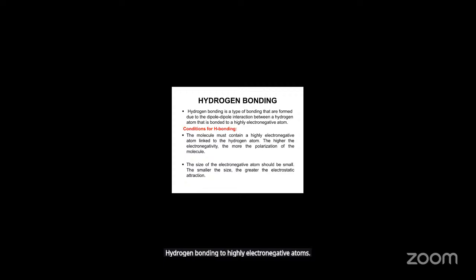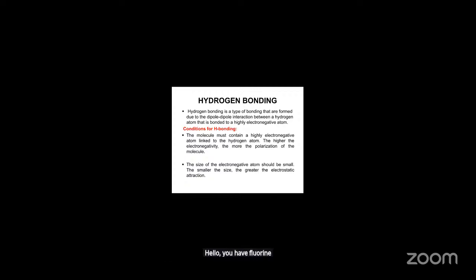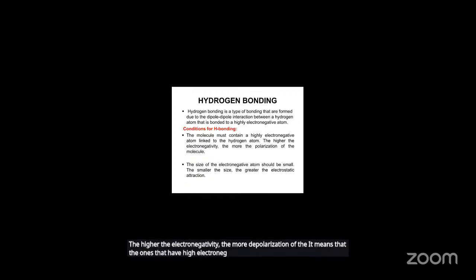Now, an example is the halogens. Halogens, we have fluorine, chlorine, bromine, iodine, and others. Now, the higher the electronegativity, the more the polarization of the molecule. It means that the one that has high electronegativity is going to have high hydrogen bonding, and is going to have a high boiling point. We're going to talk about why boiling point in hydrogen bonding.